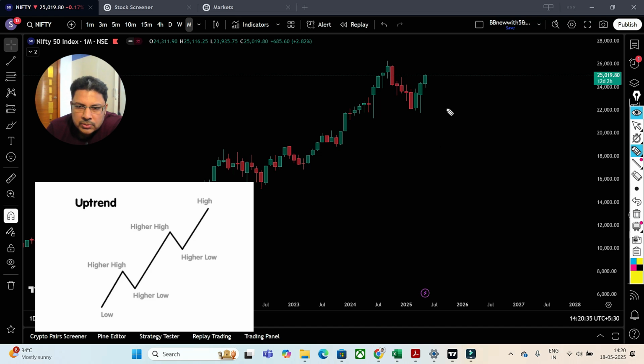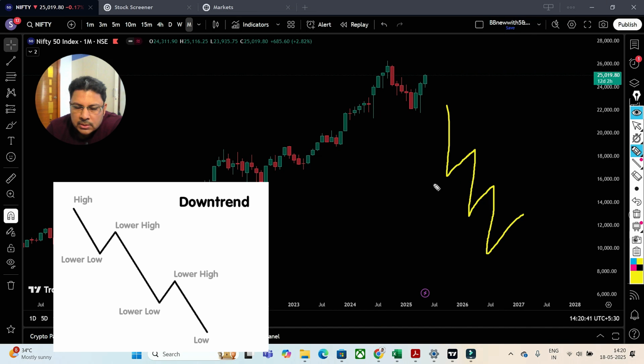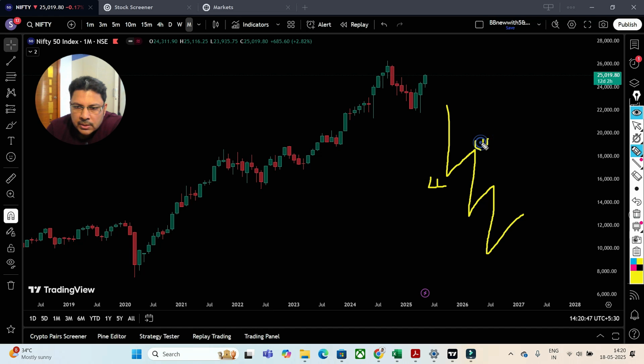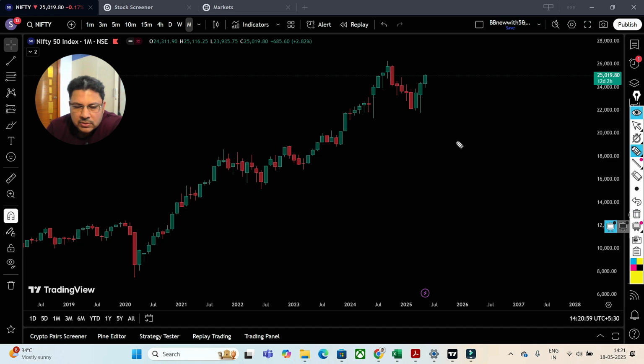Similarly, what is your downtrend? This is your lower low, lower high. So this is your downtrend. This is the basic structure of the market, and there is always a consolidation where the market will remain sideways. So these are the three phases of the market.